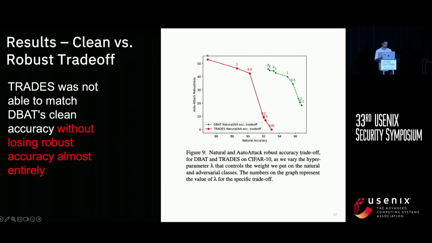The most important thing to see here is that TRADES was not able to match DBAT's clean accuracy without losing robust accuracy almost entirely. Meaning that when you take other methods and tune them to reach high natural accuracy, they almost completely fail and lose all their robust accuracy. This is another empirical evidence of the unique ability of DBAT to learn models with optimal or near optimal natural accuracy and a significant level of robustness.